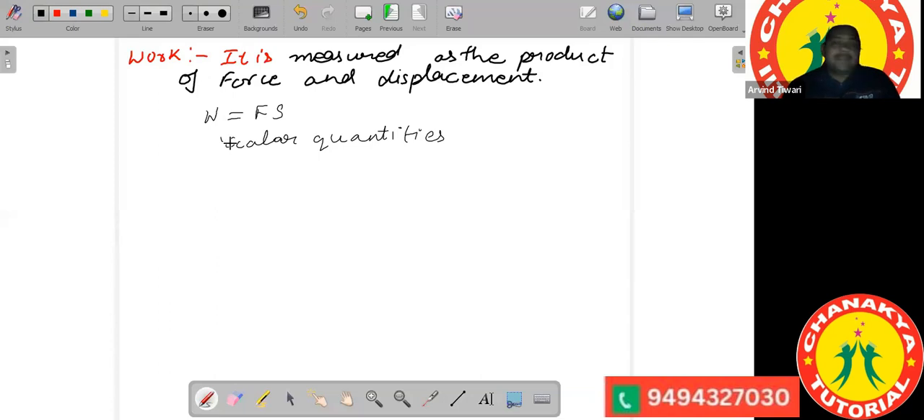But even if force and displacement are vector quantities, still the work is a scalar quantity. Right? Now the SI units, how can we measure them? What will be the units? So, SI units of measurement.